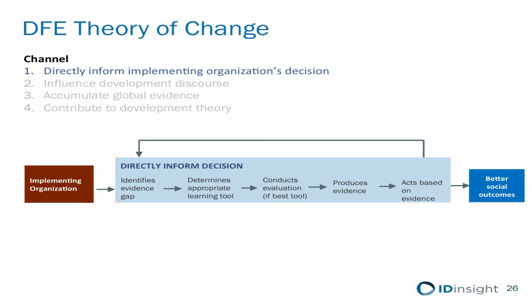It starts with the implementing organization identifying their own evidence gaps, where they think they need more information to improve their programs, then determining the appropriate learning tool, which could be using their regular administrative data, it could be a process evaluation, or it could be an impact evaluation. Then conducting the evaluation if it's the best tool and producing evidence on their timeline and within their operational constraints.